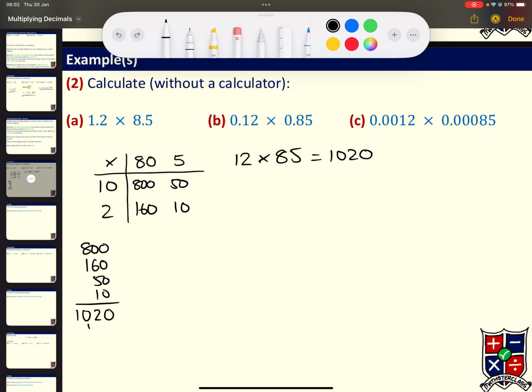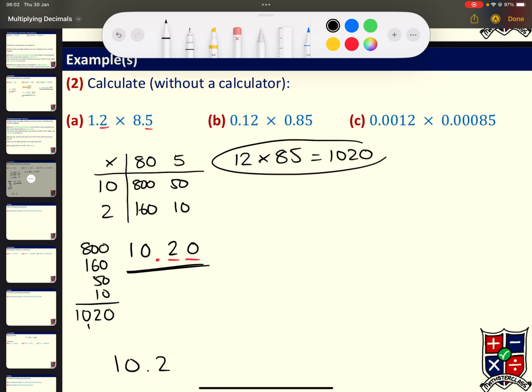All we have to do now is count the number of decimal places in each question and fit them in. 2 decimal places in the first question, giving us 2 decimal places in our answer. We then fit this in. We have a 0 at the end, then a 2, then a 0, then a 1. So 10.20 is the answer to that question. Of course, we could also write that as 10.2.